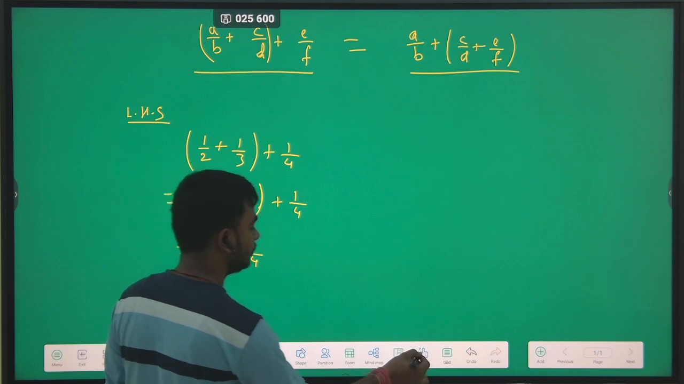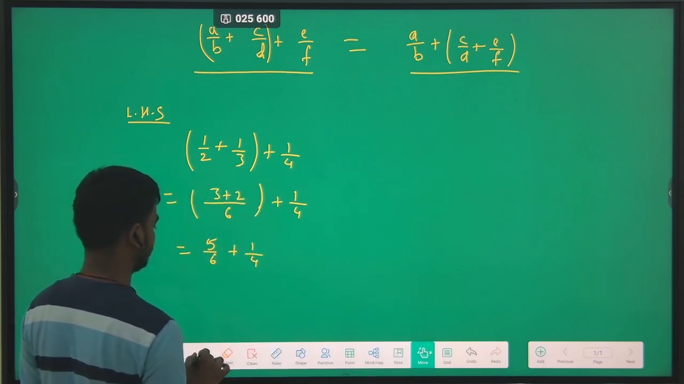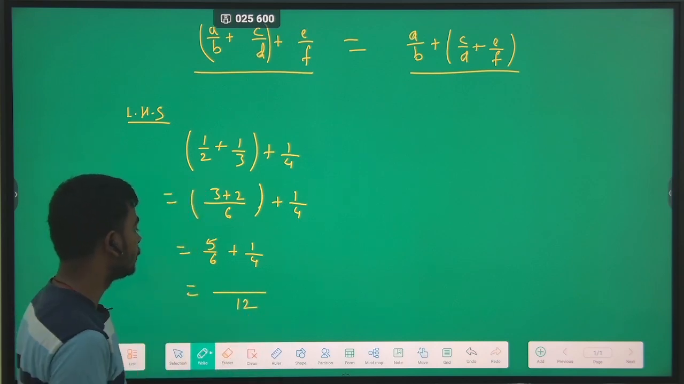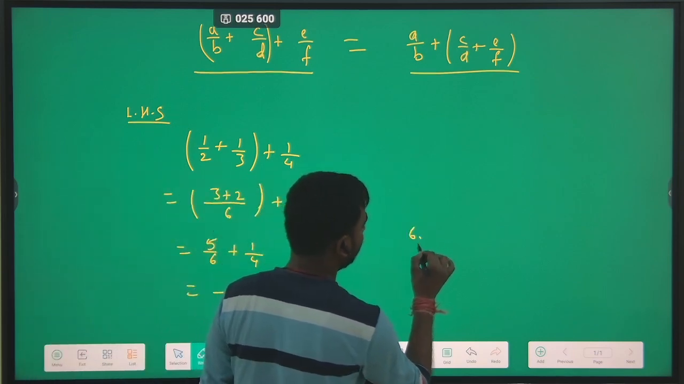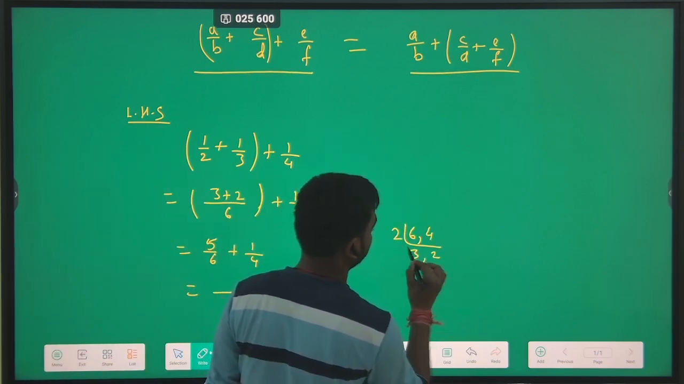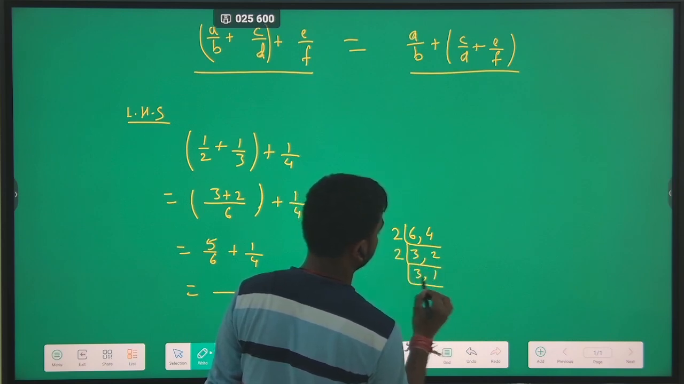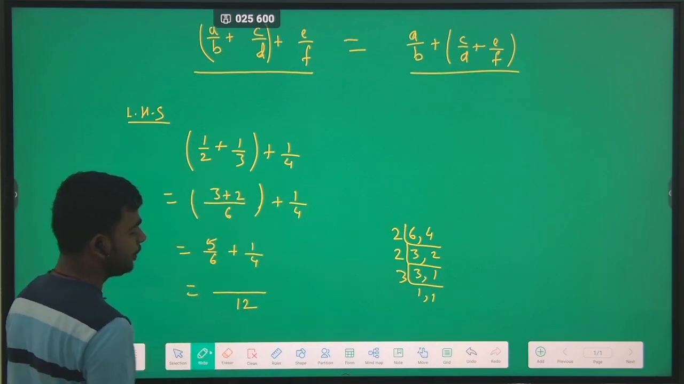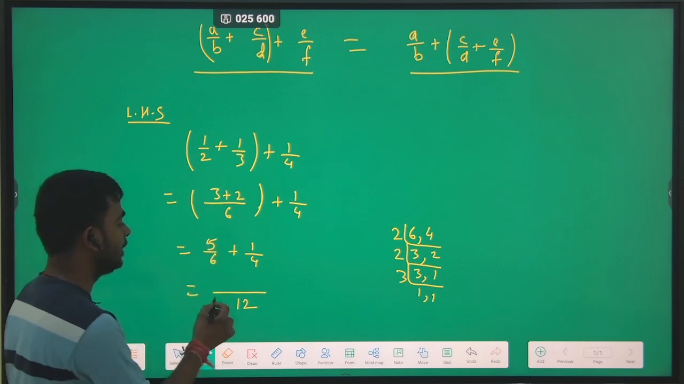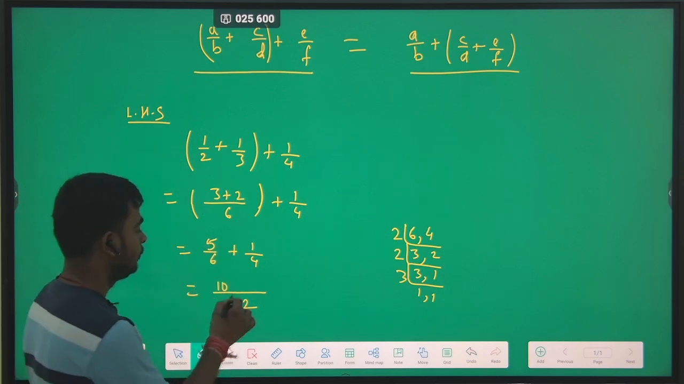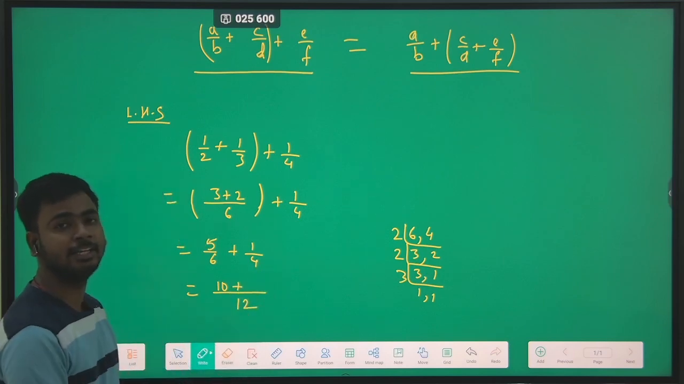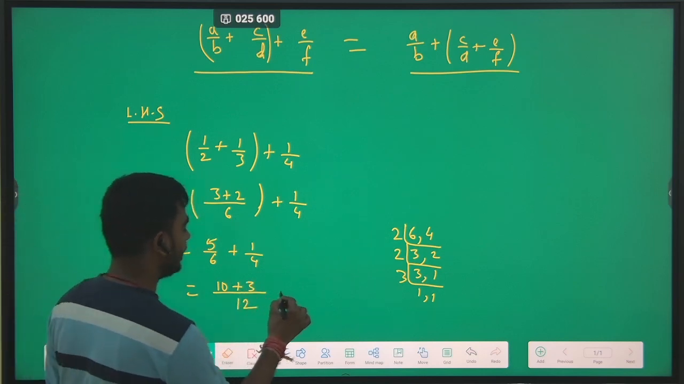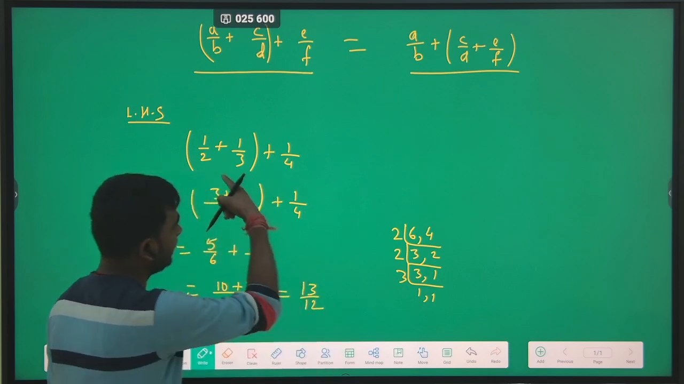We again take the LCM. So what will be the LCM of 6 and 4? It will be 12. So 6 when multiplied with 2 will give 12. So 5 will be multiplied with 2 and we will get 10. It will be added with 4 when multiplied with 3 gives 12. So 1 will be multiplied with 3 and it will be 3. So what will we get? We will get 13 upon 12 as the LHS.